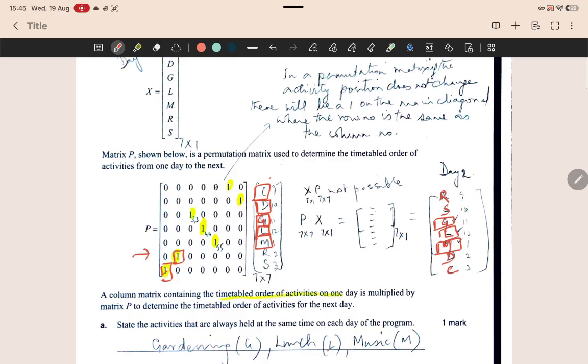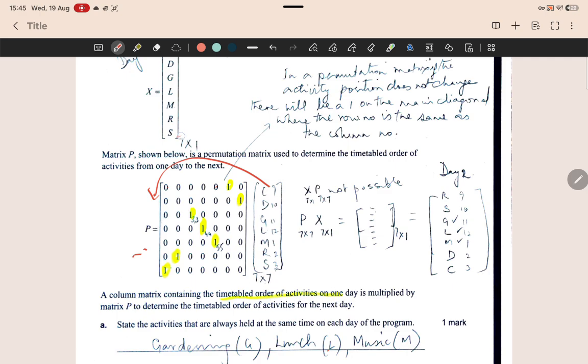Now, what you have to be careful about in this particular question is that they have not told you whether you will be multiplying X times P or P times X. Now, that is the main thing. You could have swapped and done it this way too, but you should check, is that possible?